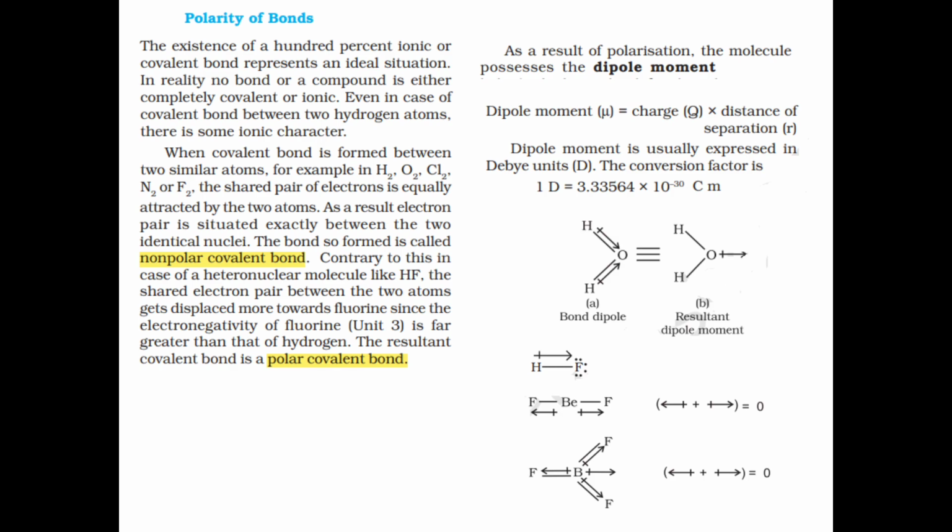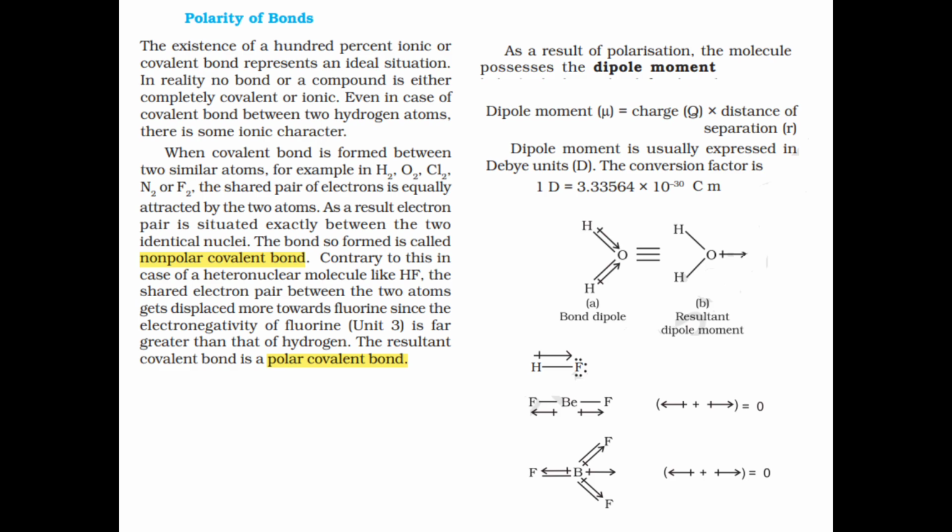Polarity of the bond. The existence of a 100% ionic or 100% covalent bond represents an ideal situation. In reality, no bond or compound is either completely covalent or ionic. Even in the covalent bond between two hydrogen atoms, there is some ionic character when the covalent bond is formed between two similar atoms.